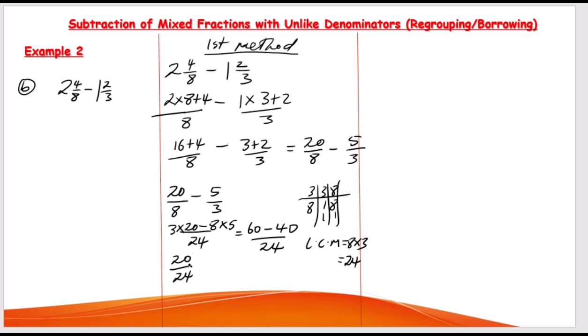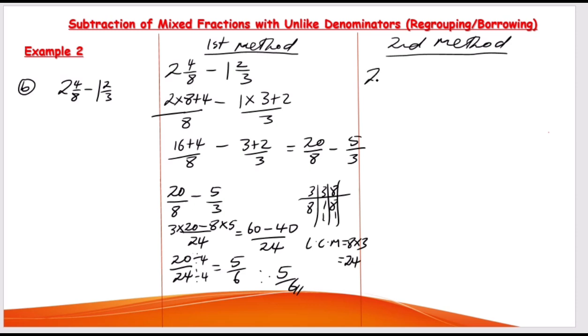So we can still simplify further by dividing each number by 4. So 20 divided by 4, 24 divided by 4. So 20 divided by 4 is going to give me 5, and 24 divided by 4 will give me 6. Therefore, 5 over 6 will be my final answer. So let's proceed with the second method. So using the second method, all we need to do is to add up the whole number first.